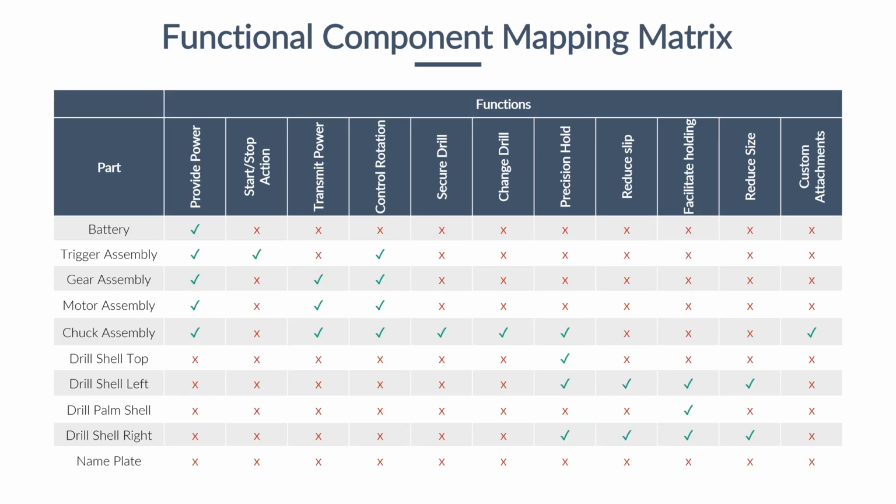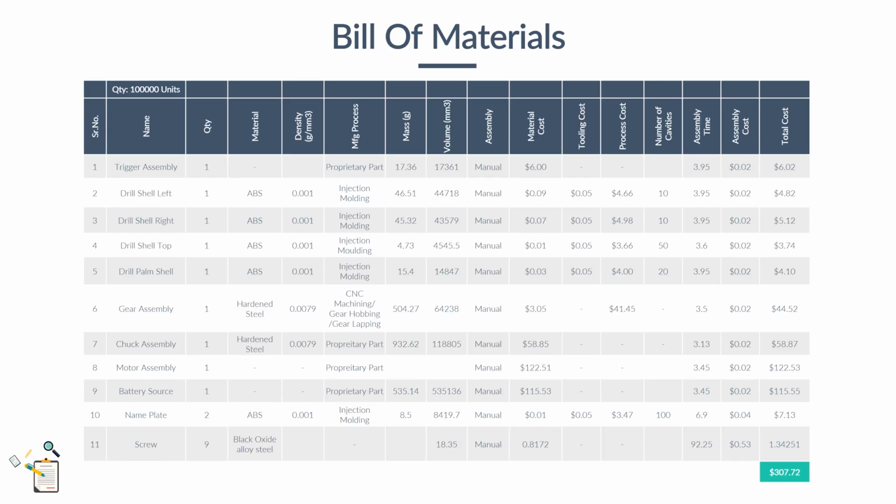A functional component mapping matrix was constructed in order to understand the impact of redesign as well as potential for creating a product platform due to modularity. A bill of materials was constructed in order to understand cost of manufacturing and assembly before applying DfM to improve the design. Total cost was $307.